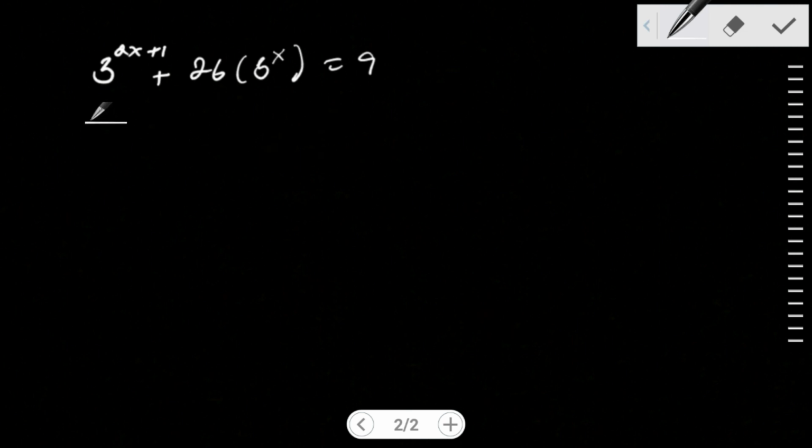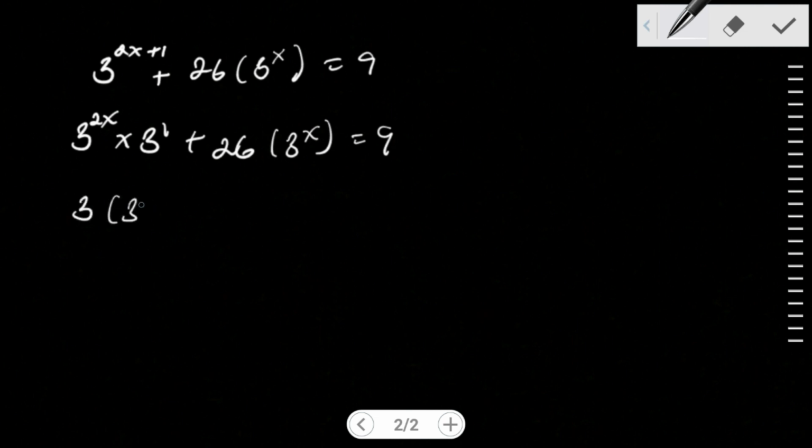So this is going to be 3 to the power 2x times 3 to the power 1, plus 26 into 3 to the power x, which would be equal to 9. And therefore we are going to have 3 into 3 to the power x, squared, plus 26 into 3 to the power x, equal to 9.